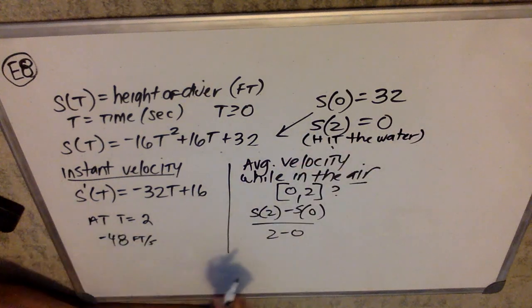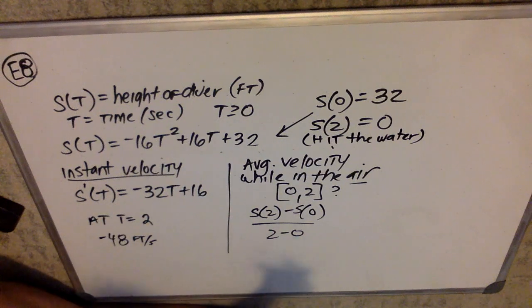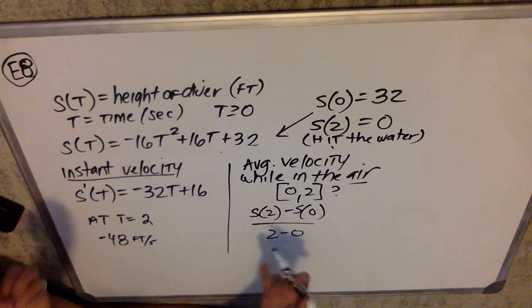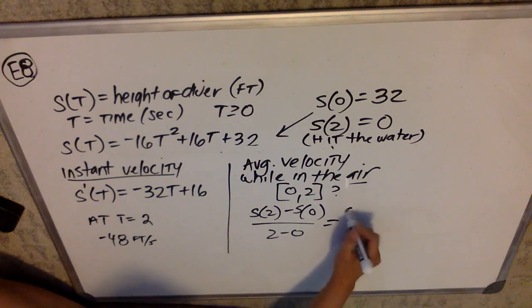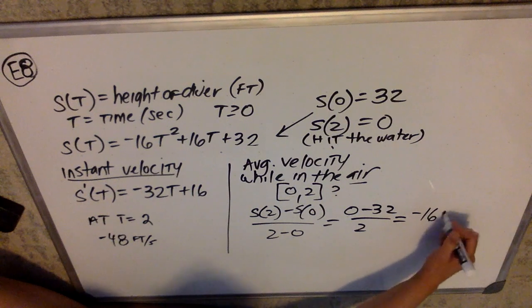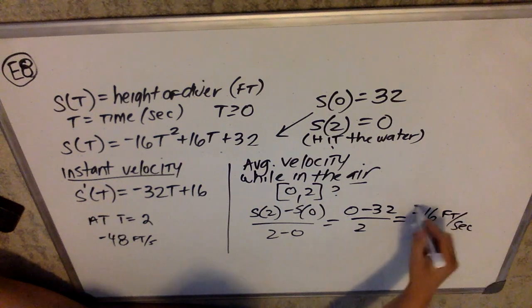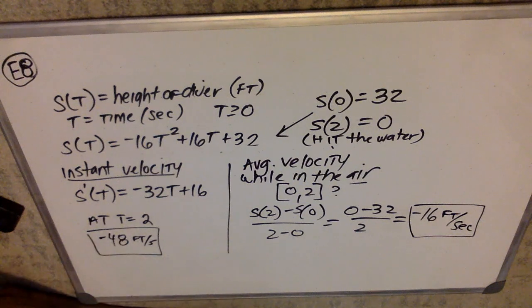It would be harder to plug in if we actually had to find it. We would just plug in 2 here to find it, but in this case we don't have to, because again, we know that she hits the water. So the average velocity over that time would be 0 minus 32 over 2, which is a negative 16 feet per second. So I want you to note the difference, right? Average velocity and instantaneous velocity are different, right?